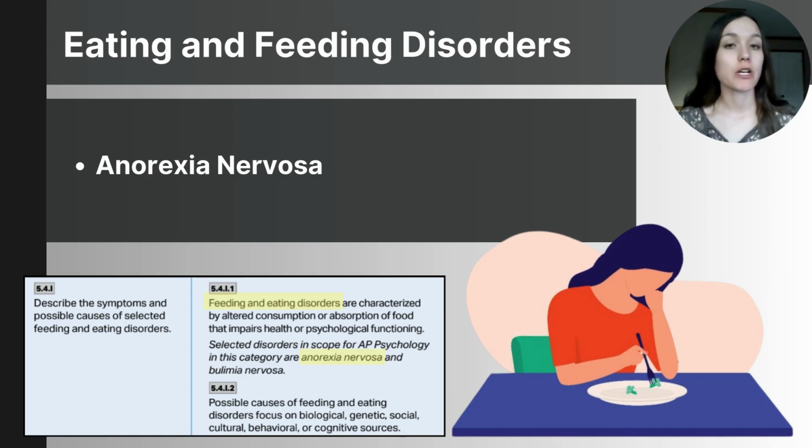The final category of mental health conditions you need to be familiar with is eating and feeding disorders. In this particular category, you need to be familiar with two, and those are anorexia nervosa and bulimia nervosa. These disorders are related to consumption, but are rooted in psychological dysfunction. Anorexia nervosa is a disorder that involves extreme food restriction, intense fear of gaining weight, and a distorted body image.